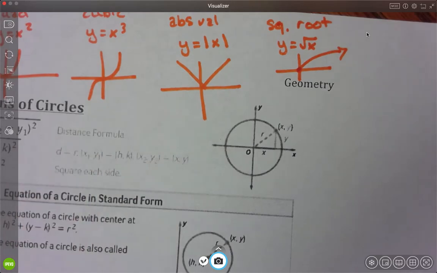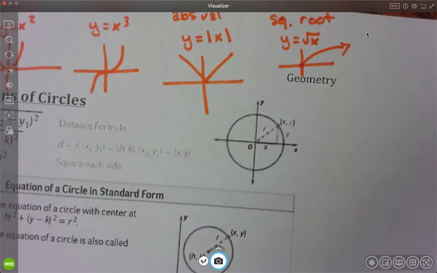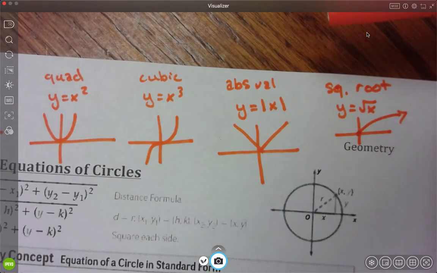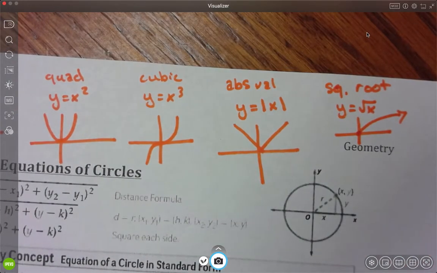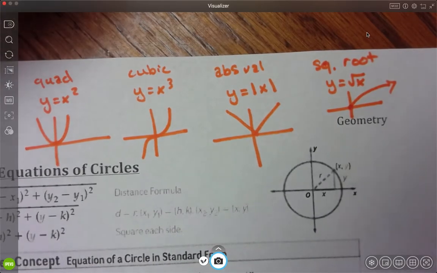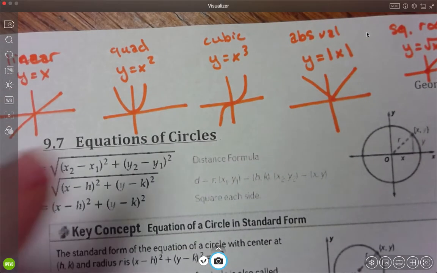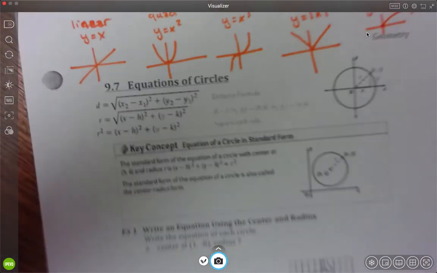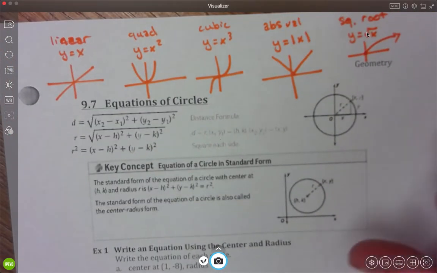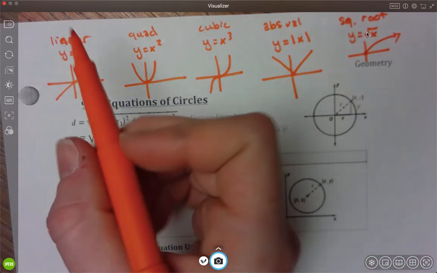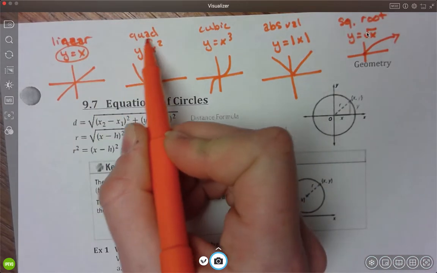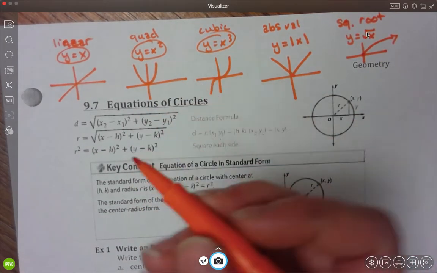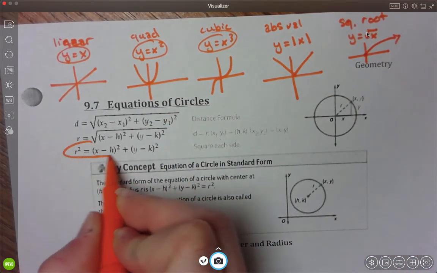So those are just different types of functions. That's not all of them that we learned, but that's probably the majority of the ones that I drilled into your head in algebra. This one is an equation of a circle now. So add this to your toolbox of what these look like, the skeleton or the parent function. These are all called parent functions. The parent function for a circle looks like this.